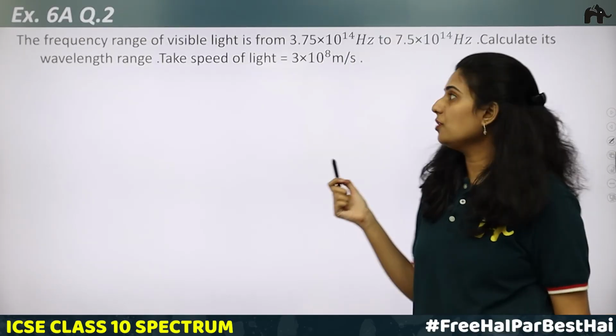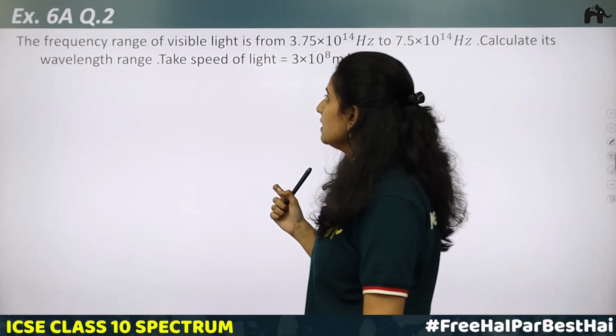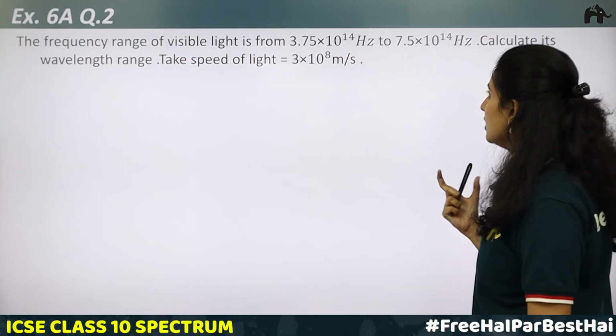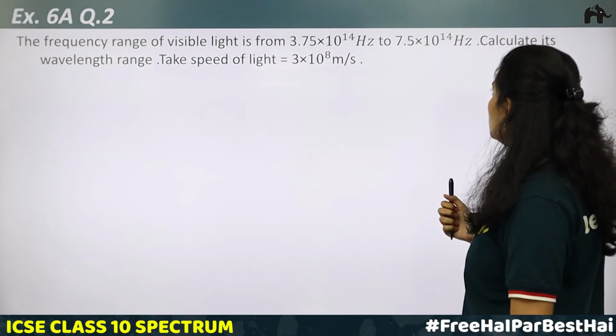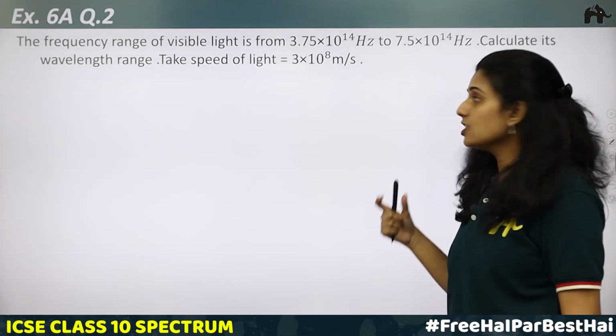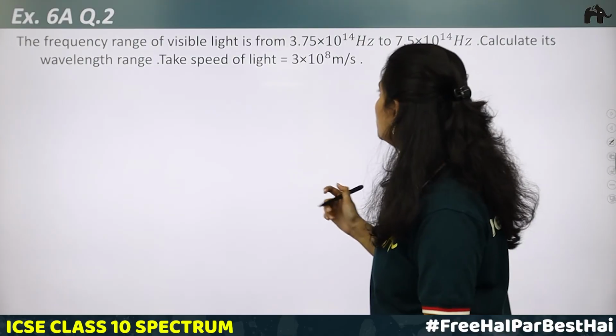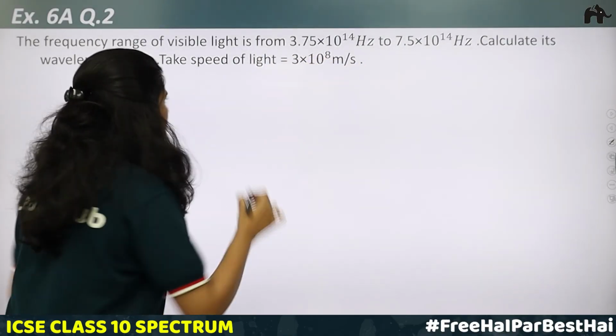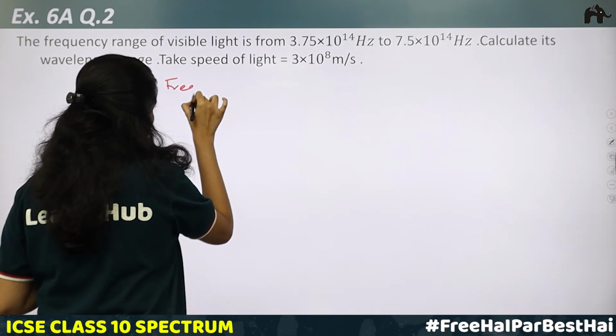Okay. Question 2 of exercise 6A. The frequency range of visible light is from 3.75 into 10 raised to 14 hertz to 7.5 into 10 raised to 14 hertz. Calculate its wavelength range. Take speed of light is equal to 3 into 10 raised to 8 meter per second. So here a frequency range is given.